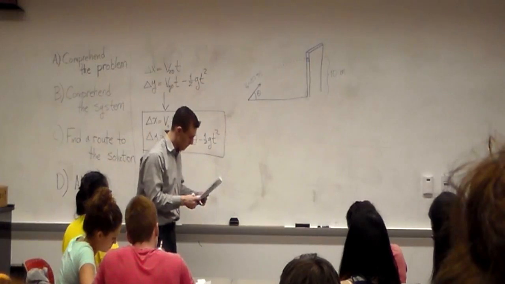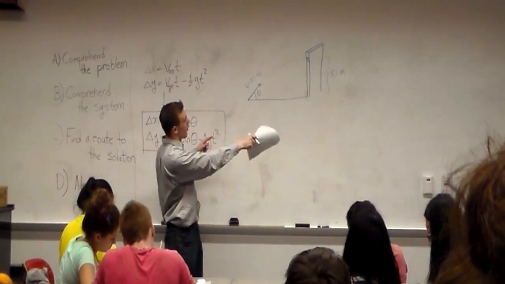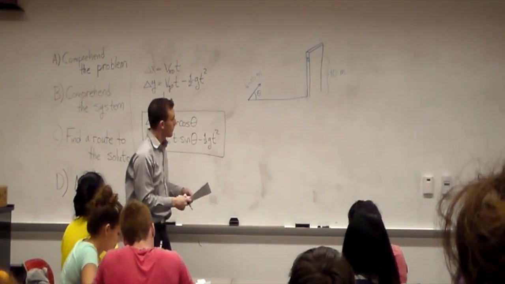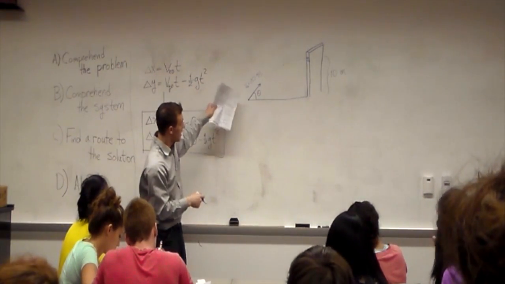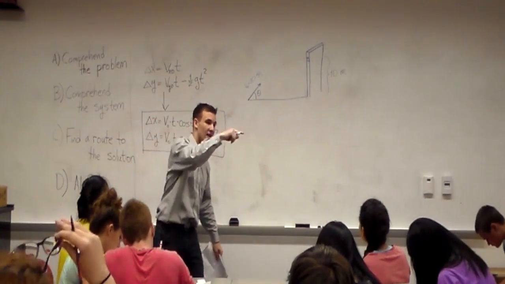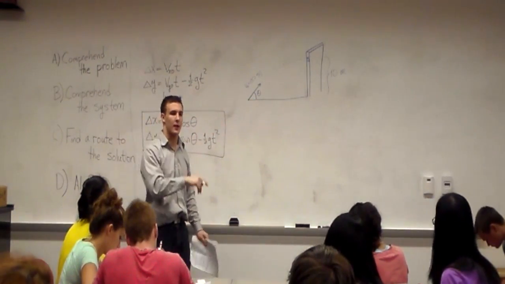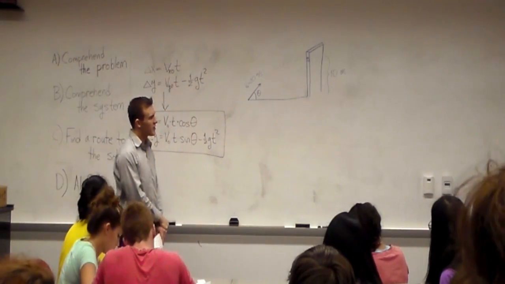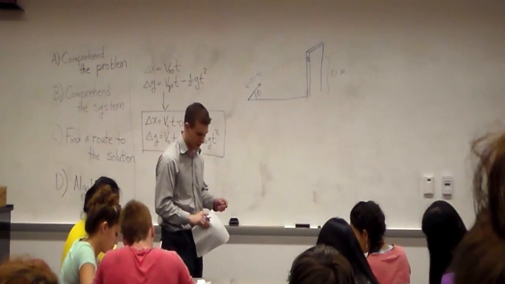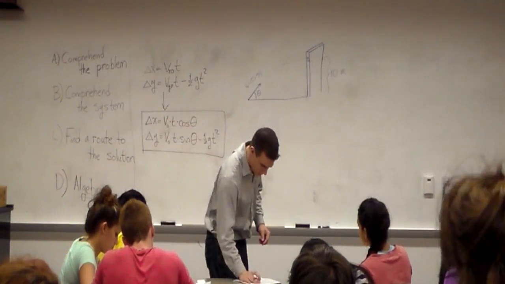Number one, how far away and at what angle should I shoot this thing at 20 meters per second, such that, number one, it hits his window, and number two, it hits it dead on, so it's not glancing. This is not an immediately obvious problem. There's some subtlety to this. So, what do I do?